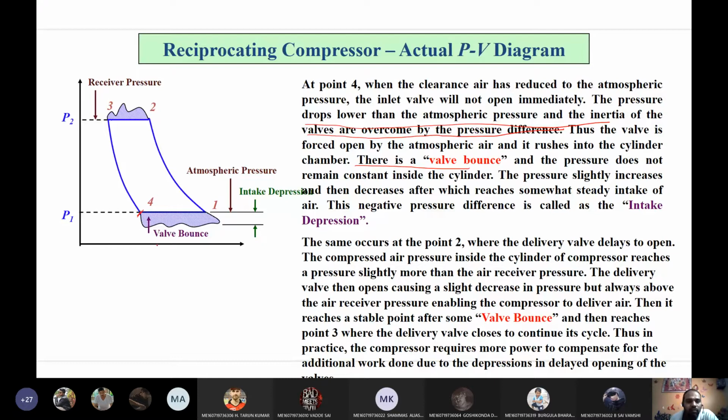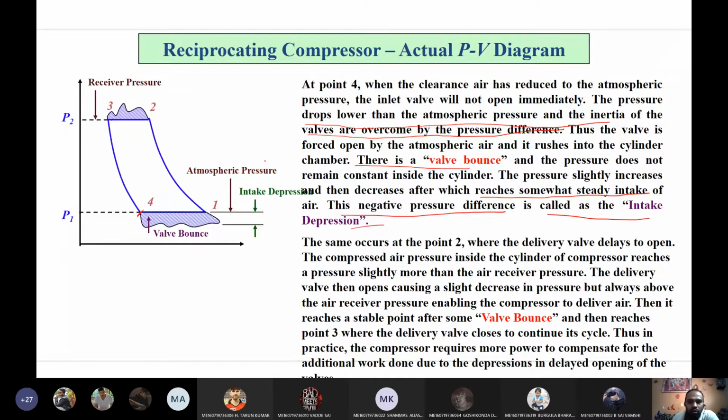So therefore there will be a wavy motion, meaning the pressure is not at all constant, it will vary according to the position of the valve. Okay, the pressure slightly increases and decreases, after which it reaches somewhat steady intake of the air. This negative pressure difference is called intake depression.